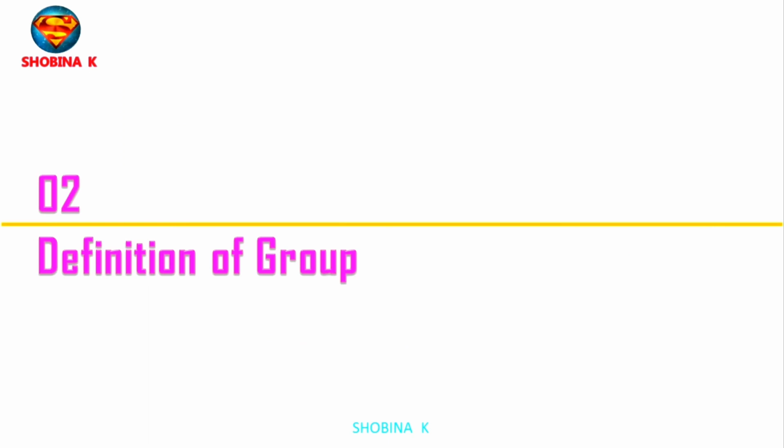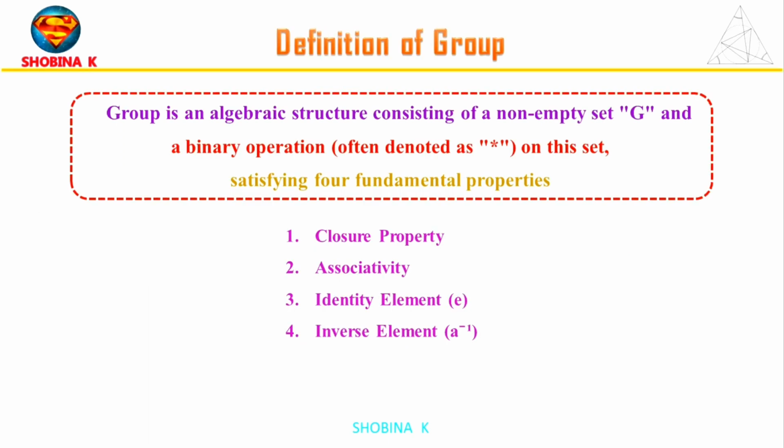Next, we will see the definition of group. A group is a mathematical structure that consists of a non-empty set G and a binary operation defined on G. The binary operation is often denoted as asterisk. And here is the formal definition for group. A group is an algebraic structure consisting of a non-empty set G and binary operation asterisk defined on G and satisfying the four properties called group axioms.